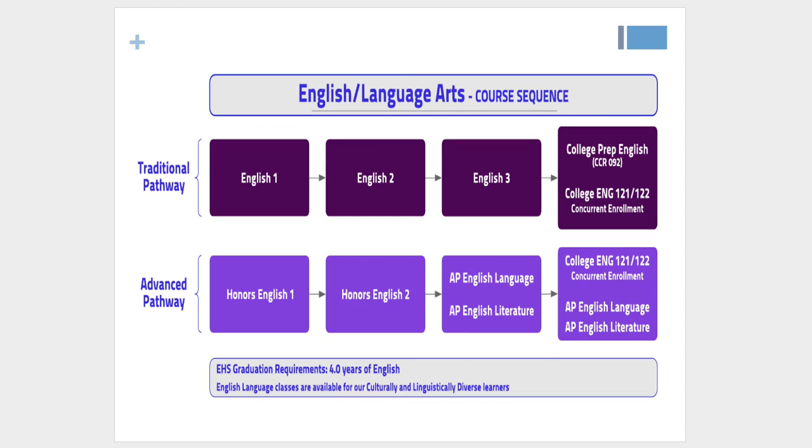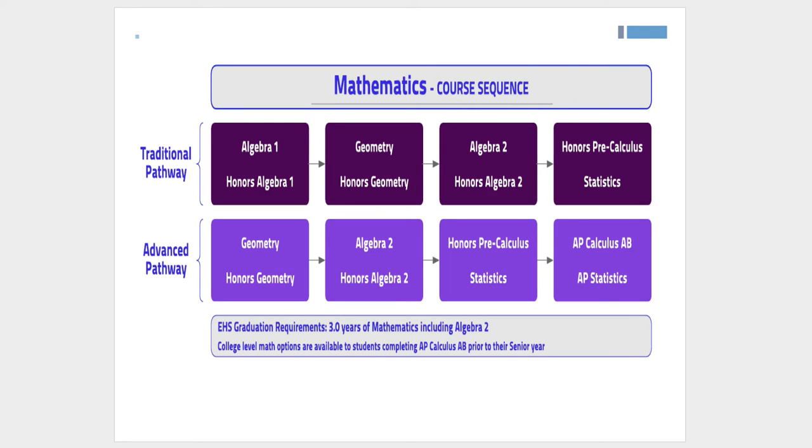It's really important that you really start to challenge yourself. Colleges really like to see that. In math, you need 3 years of math to graduate. So if you're in Algebra 1 this year as a freshman, then next year you're probably going to sign up for geometry.